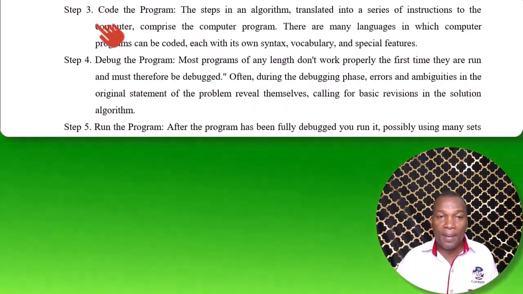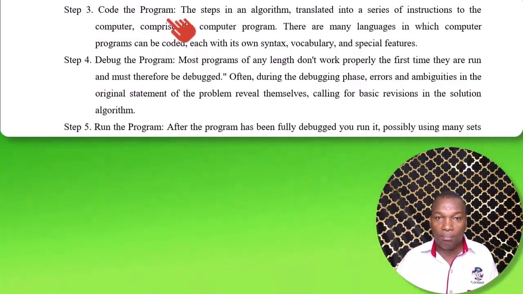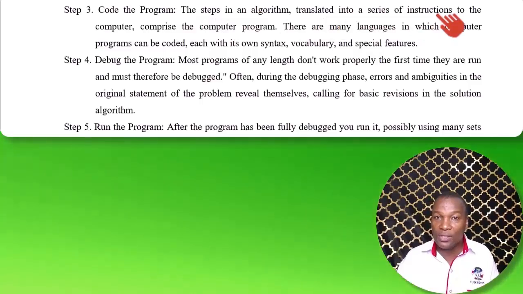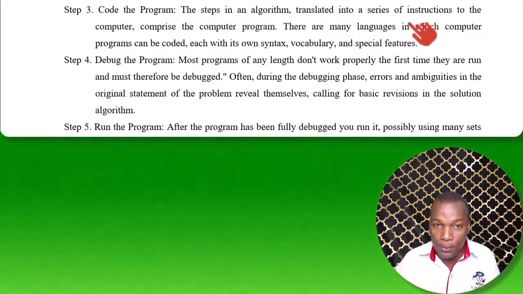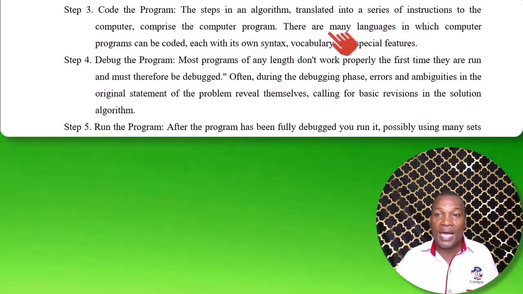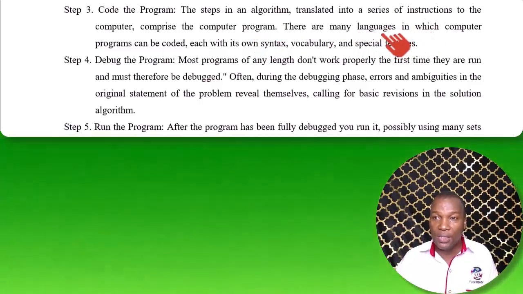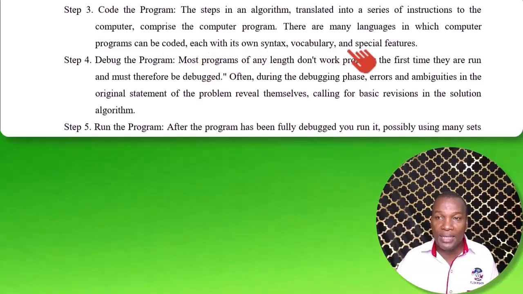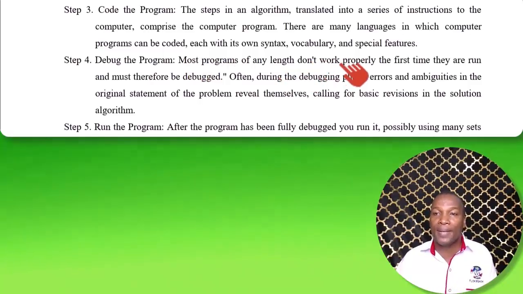Then we go to step number three, which is to code the program. You have developed an algorithm, now you code the program. The steps in an algorithm translated into a series of instructions to the computer comprise a computer program. There are many languages in which computer programs can be coded, each with its own syntax, vocabulary, and special features. Step number four is debug the program. After coding, most programs of any length don't work properly the first time they are run and must therefore be debugged.